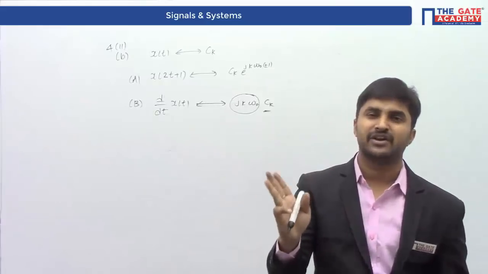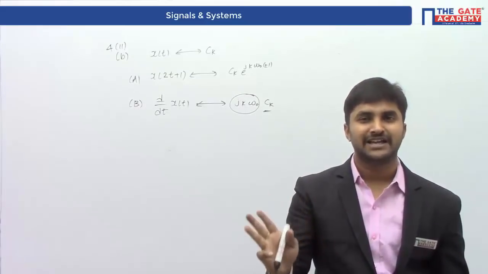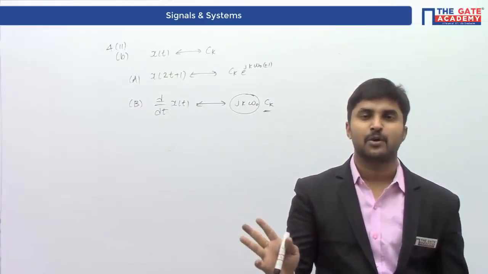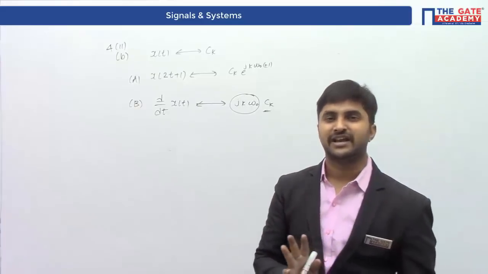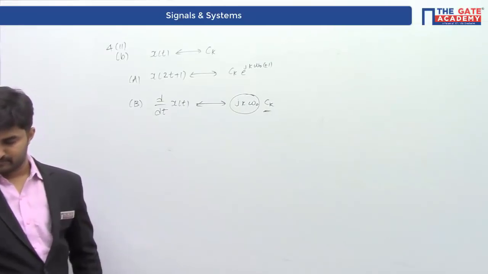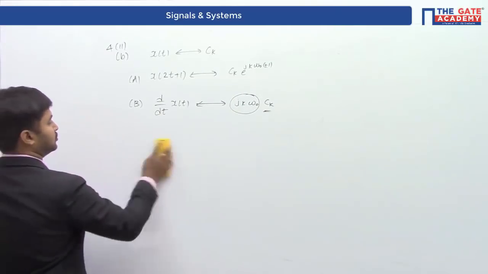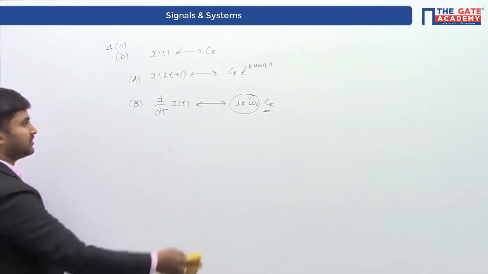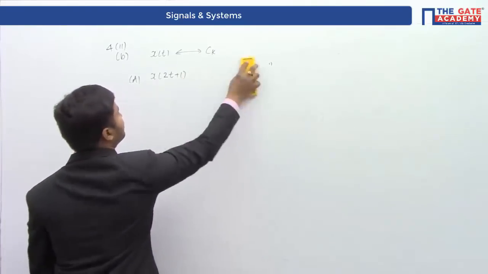These three properties are very, very important as far as the GATE examination is concerned. So with this we complete the fourth question, which is based on the complex Fourier series and Fourier series.